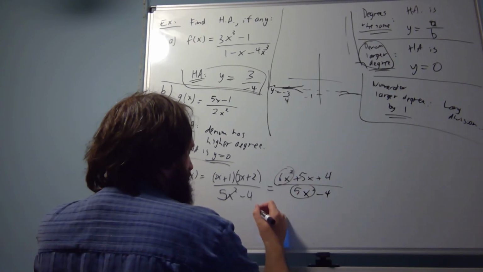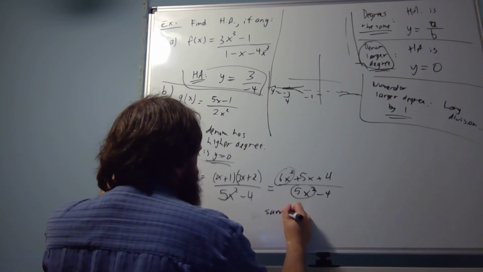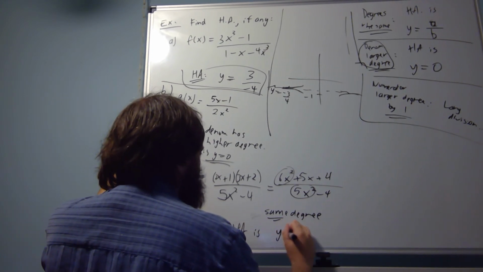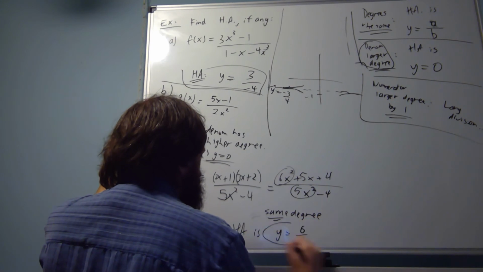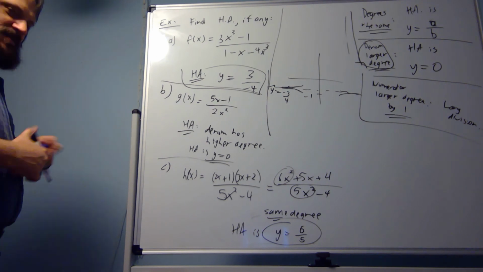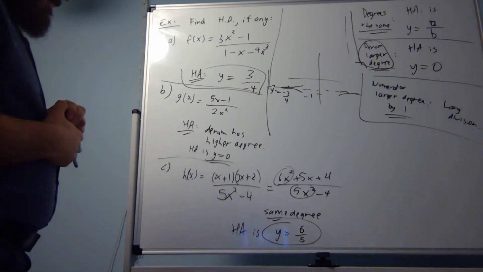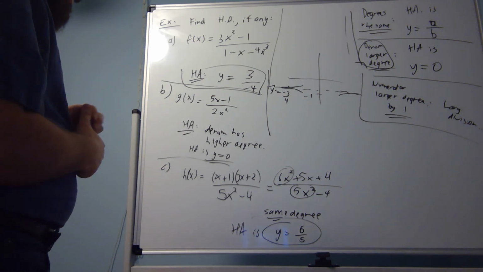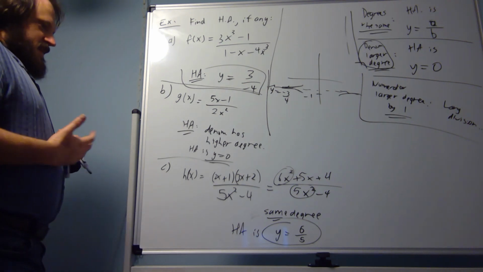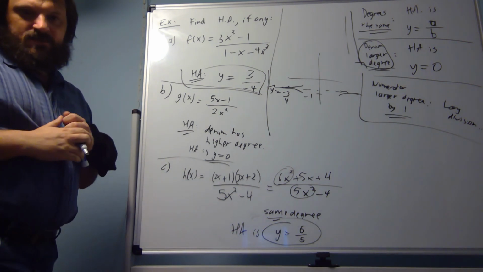Well, here are the highest order terms, and they're the same degree. So the function may or may not actually be equal to 6/5 at some point for some x value, but for very large positive x or very large negative x, y is going to be very close to 6/5. So it's basically 6/5 plus or minus a tiny bit when x is large. And that's it for the horizontal asymptotes.